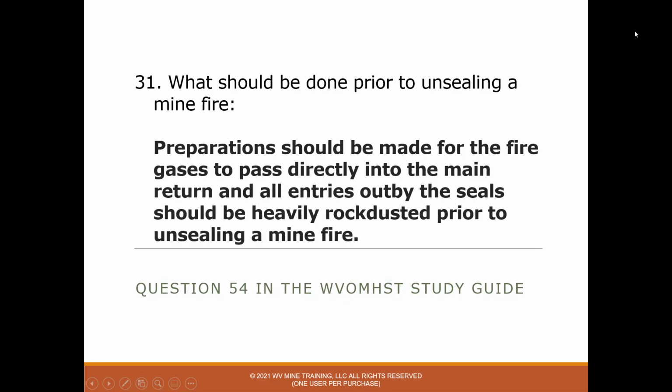31, what should be done prior to unsealing a mine fire? And the answer is preparation should be made for the fire gases to pass directly into the main return, and all entries out by the seals should be heavily rock dusted prior to unsealing a mine fire. So when we want to breach those seals, the air that comes out of those should be directed into the main return and the area heavily rock dusted. And you would have to have a permit and approval to do that. That would be very strict guidelines to follow to breach those seals.